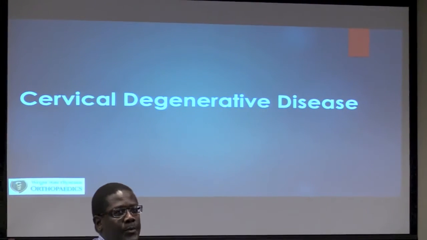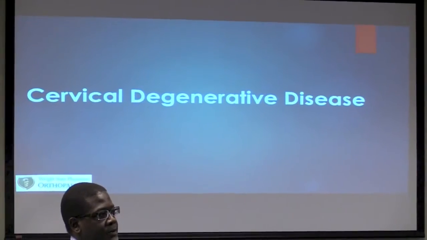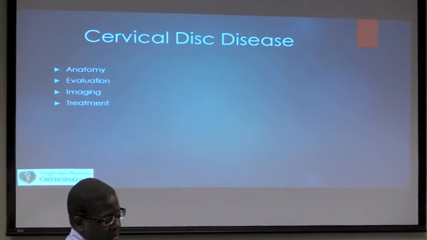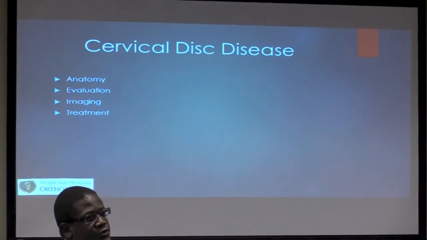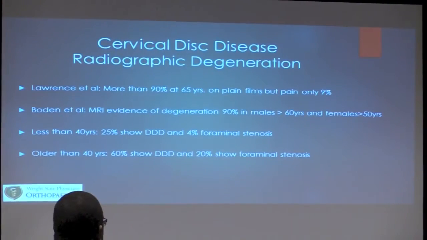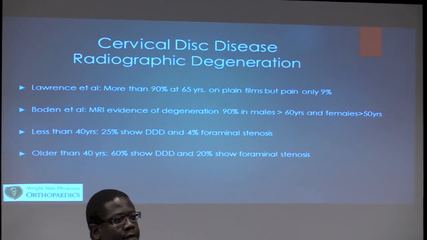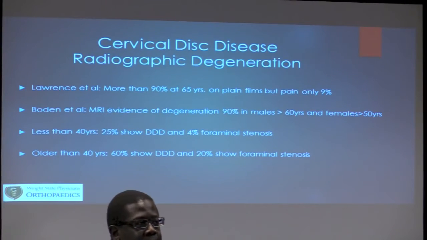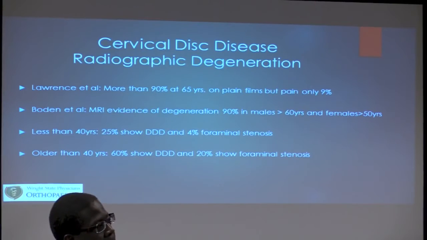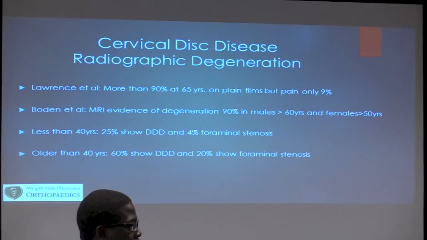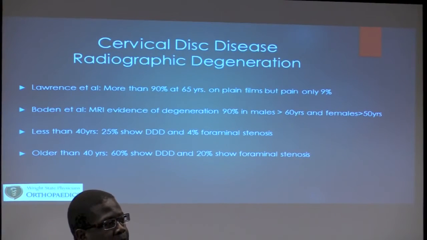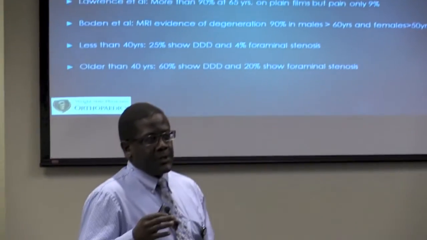So starting at the top, talking about cervical degenerative disease. We'll talk a bit about anatomy, evaluation, imaging, and I'll show you some pictures of treatment of some of the conditions. Now, one of the important things about degenerative disease is sometimes you have an appearance that looks pretty involved on the x-ray. However, if the patient does not have any symptoms, we don't treat the x-ray, we treat the patient.